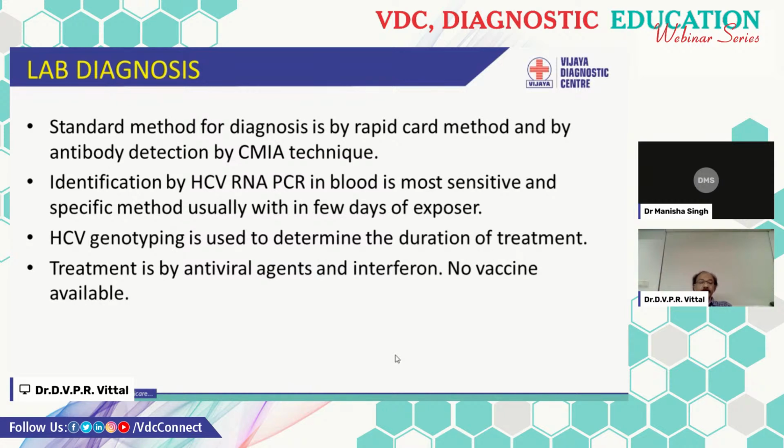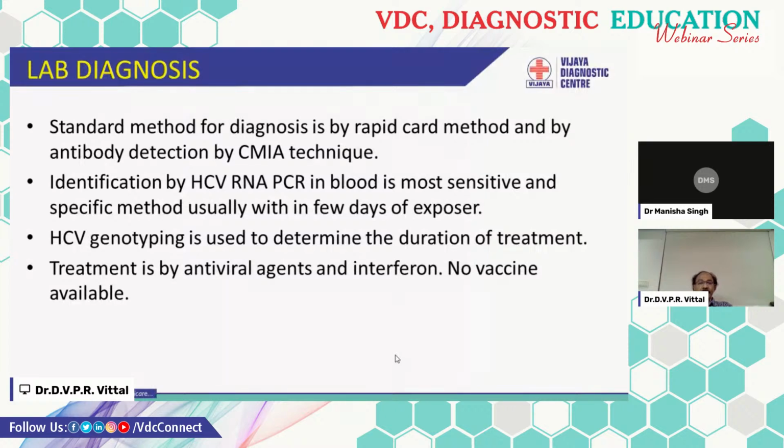And this particular disease is treated with antiviral agents as well as alpha interferon. Sorry, it's not a vaccine; it's the antiviral agents as well as alpha interferon. Okay. Now, the genotyping is the most important in diagnosis as well as treatment, because a few genotypes are difficult to treat and need prolonged treatment, that is about 12 to 15 weeks, probably more than that.